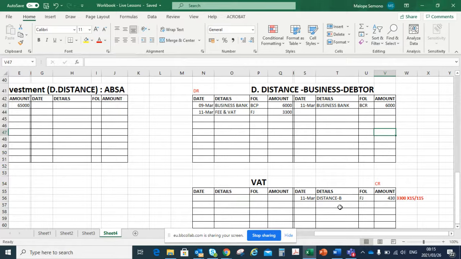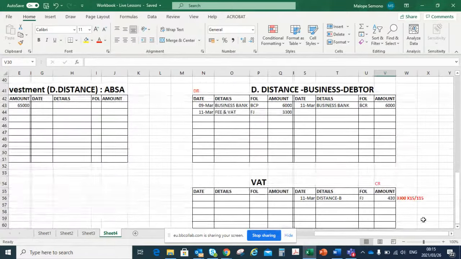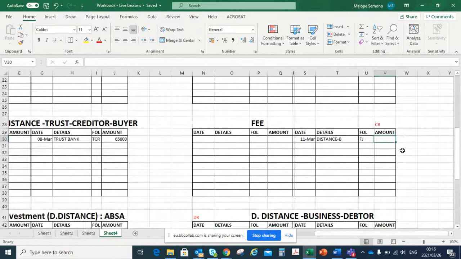Remember, I must also go to the fee because we've said fee here. Again, fee on the credit, because here it is on the debit side. Remember the fee on the credit side here. Okay, so I'm going to say again, the date is the 11th of March. And remember again it's the distance. B, don't forget the B because it's the business, and then it's because of the fee journal. And then how can I find this amount? Very easy, because the amount was 3.3 and the VAT was 430. What can I do? I'll just say 3.3 minus 430. Can you see now? We just have to minus there.